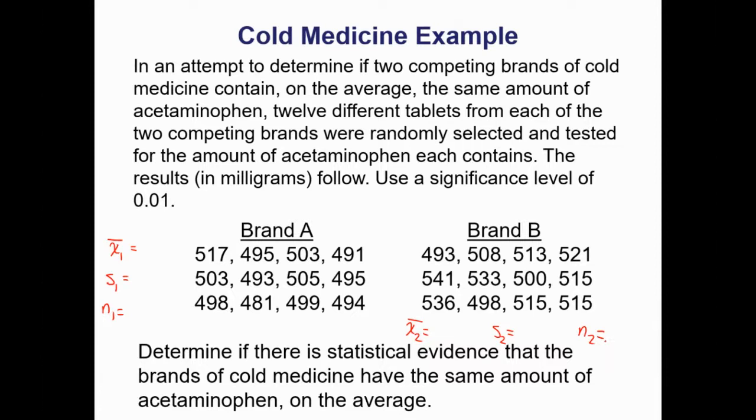Is 497.83. Okay. Deviation 8.830. Okay. Perfect. Does anyone have brand B yet?